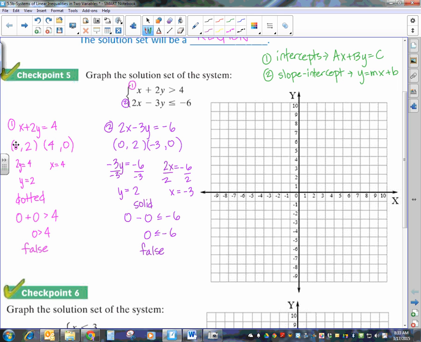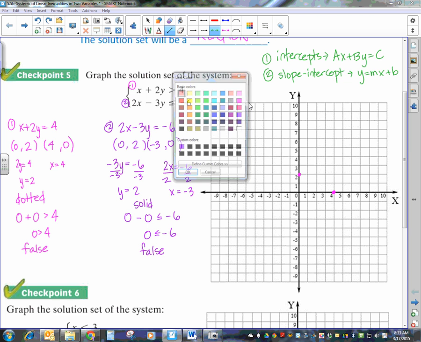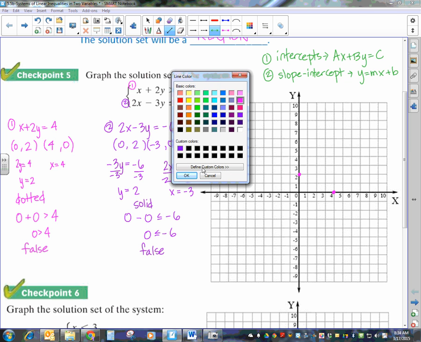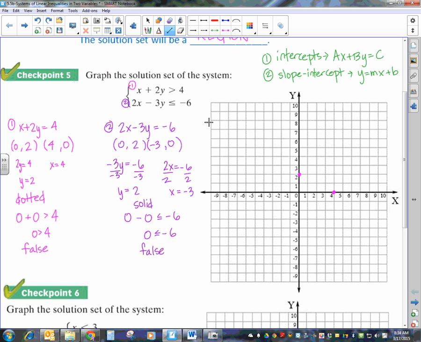So I'm going to go graph. I have 0, 2 on my y-axis. I have 4, 0 on my x-axis. My line is going to be dotted, so I'm going to go pick that, but I'm going to change the color so we can follow. And let's see if I can get through those. It needs to come down just a bit here.